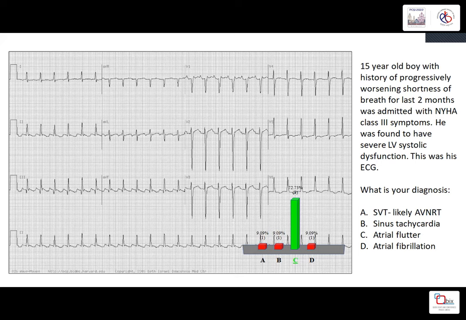This one: a 6 month old, somebody with cardiac failure, with heart failure. The most likely diagnosis is rhythm slow. Timer.